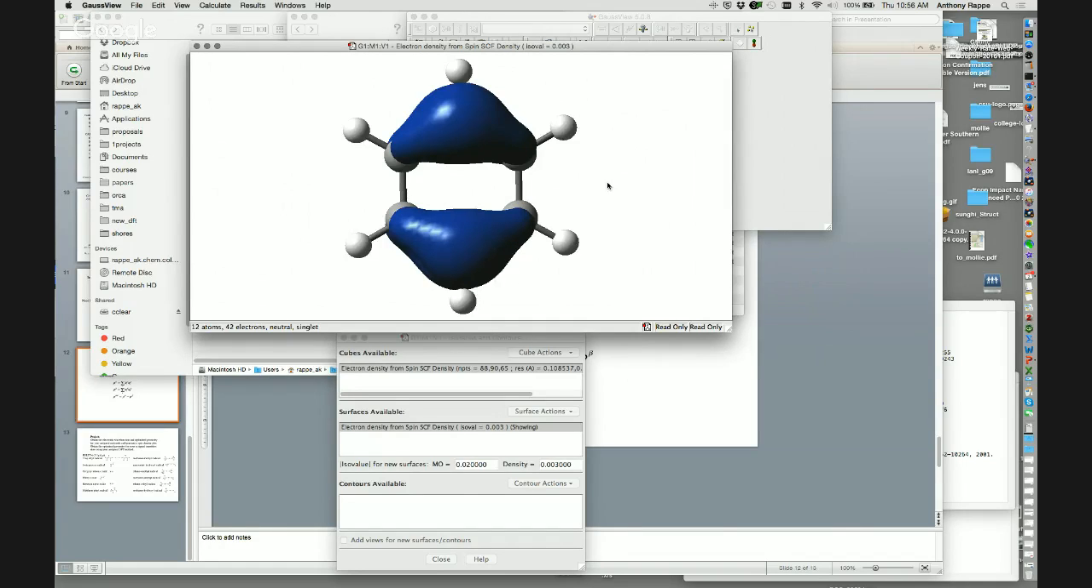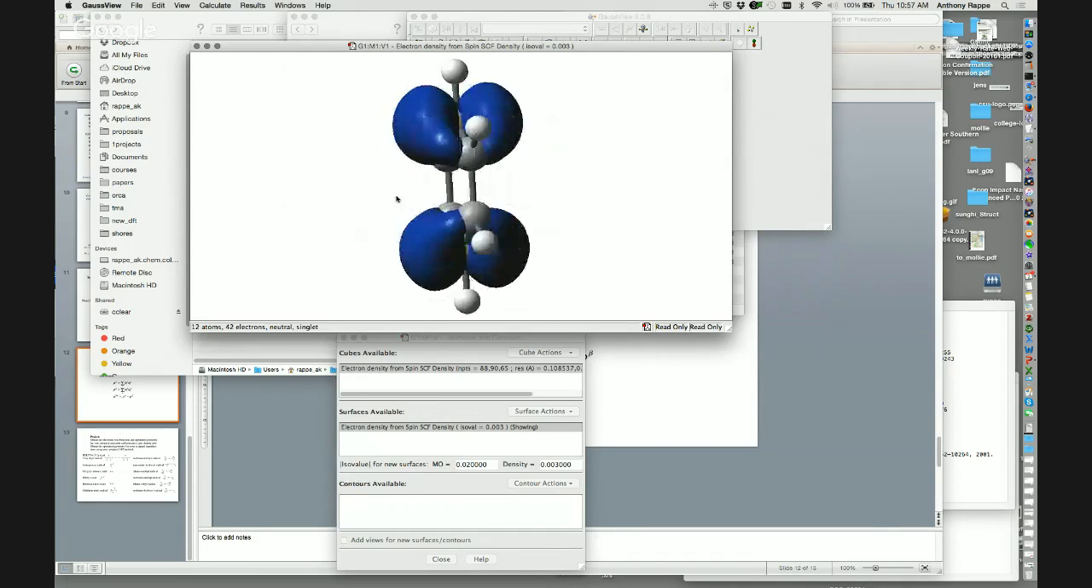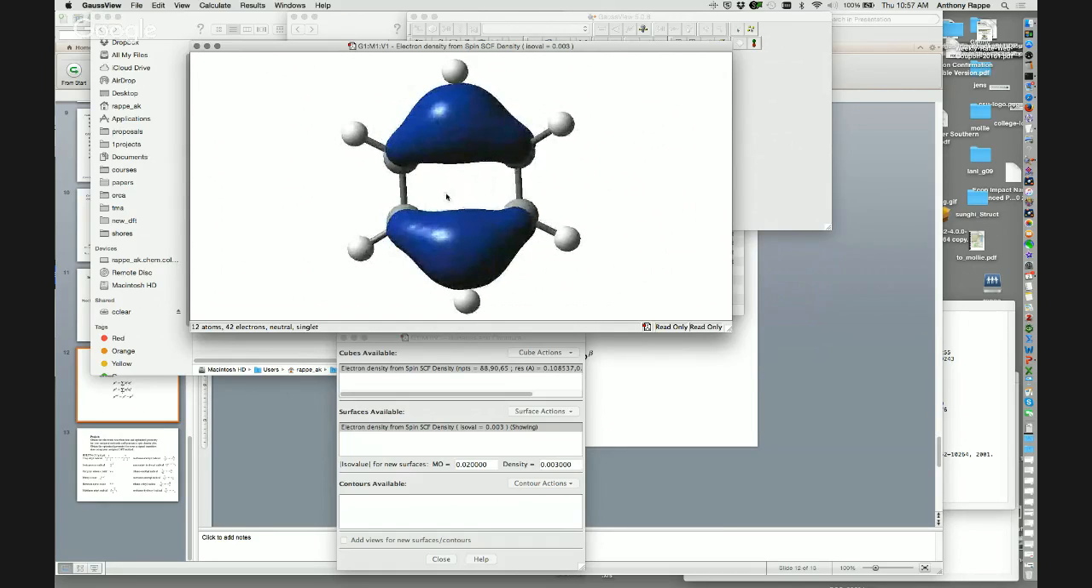In this particular case, for benzene, I used the optimized symmetric geometry, and so there's no real need or mechanism for it to spin polarize. And so we end up with this picture where we have unpaired electron density on the ends more than the middle. Now we look at a molecular orbital, which we can do.